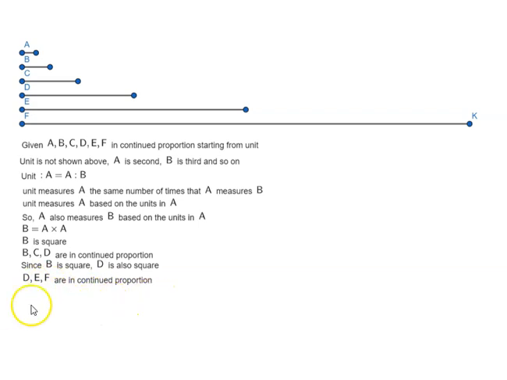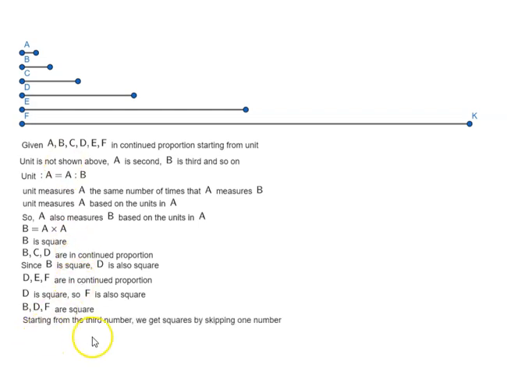And since it is in continued proportion, just now we showed that D is a square. That means F is also a square. So that means B, D, and F are squares. That means every alternate number starting from B is a square. So one part of our proposition is proved. Starting from the third number, we get squares by skipping one number. That is another way of putting this.